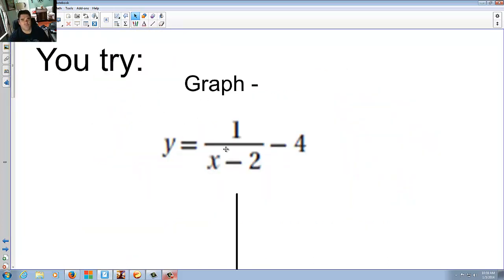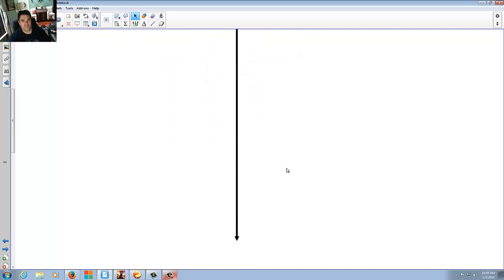Graph. Y equals 1 over x minus 2, minus 4. Hint, make your asymptotes first. Then plug in some numbers that are close to the asymptotes, but not exact. Go ahead. Well, you might have had trouble with this one, so I'll show you what to do.